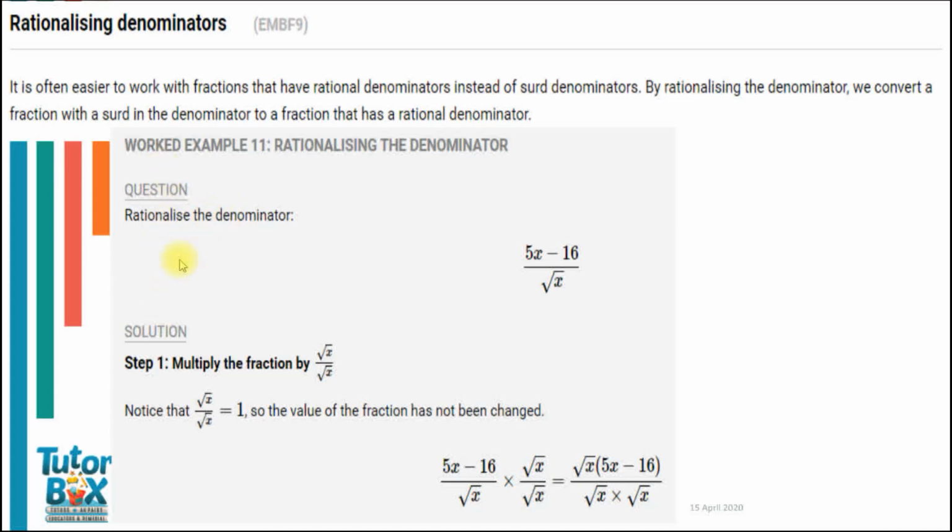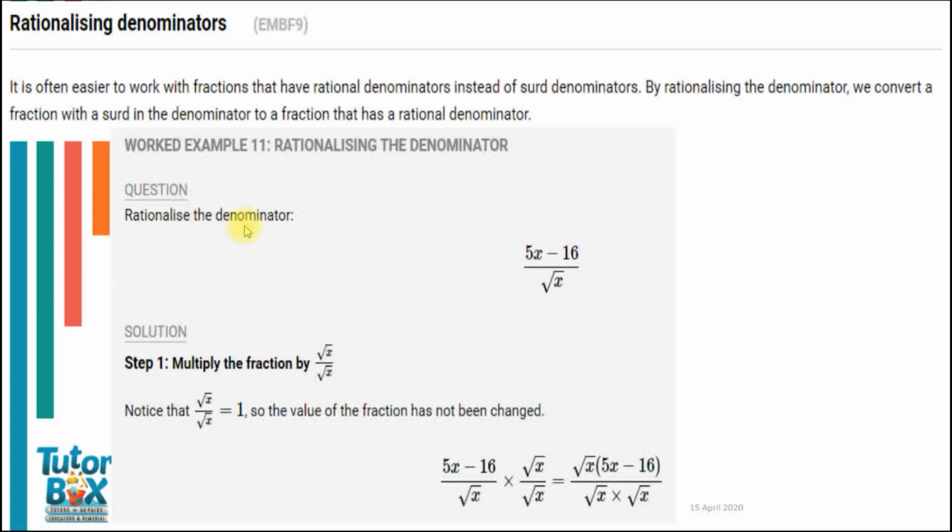The question says rationalize the denominator. So we have 5x minus 16 divided by the square root of x. First step, you multiply this fraction by square root x divided by square root x. Notice that if I multiply by square root x over square root x, I get 1, so the value of the fraction has not changed.